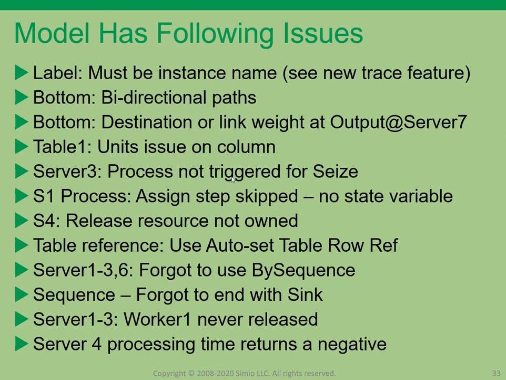For server 3, we didn't process a trigger for C's. For S1 processes, we didn't have in the assign the state variable for the counter that we had the label for. For server 4, we released a resource not owned. Back to table 1, we didn't have the auto set table row reference, and so it would have failed immediately. Server 1 through 3 and 6, we forgot to use the by sequence. The sequence we forgot to end with a sync. Servers 1 through 3, we never released the worker 1. And finally, server 4 at one point returned a negative value because we were using a normal distribution.